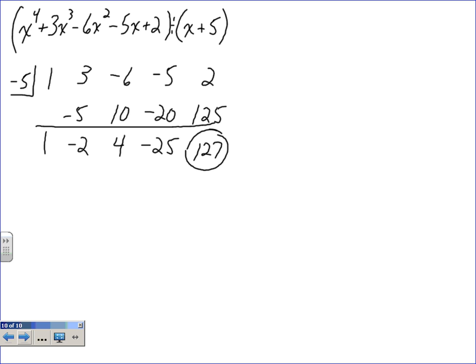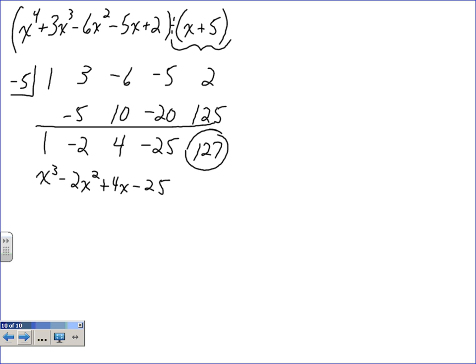Now let's take, what do these numbers mean? 1, negative 2, 4, and negative 25. The 1 stands for 1x to the third, always 1 degree less than what we started with, minus 2x squared, it's all descending order, plus 4x minus 25. Isn't that easier than long division? Yeah. We can only use synthetic division if my divisor is linear and the coefficient is 1. So we're limited on when we can use synthetic division.